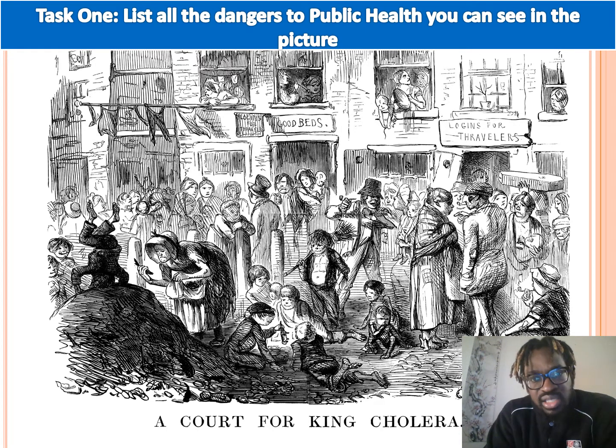That picture represents what might be seen as like an impoverished town centre in the UK at the time. What type of things do you see that would lead to dangers to people's public health? And just list and note them down.